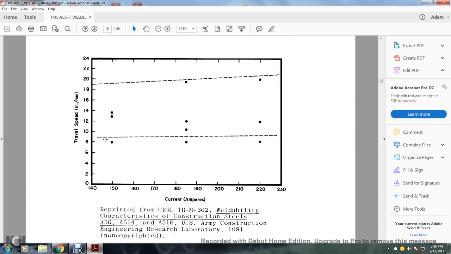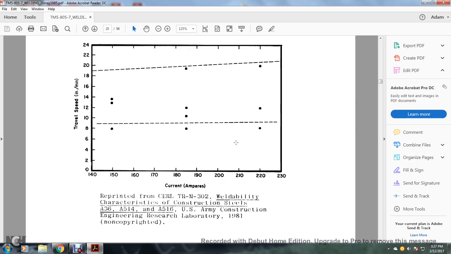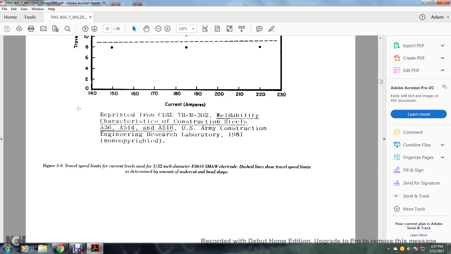And also your reprinted circular TRM302, welding characteristics of construction steel, U.S. Army Construction Engineering Research Laboratory, 1981. You have 140 amperes and 230. You line up around 150, 107, 85, and 220 around the travel speeds in inches per minute between 8 and 21.